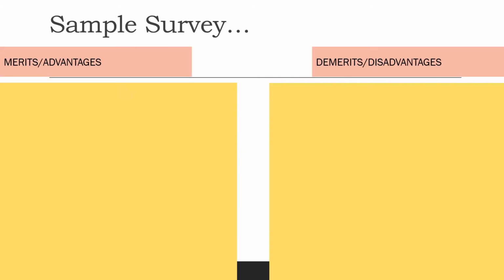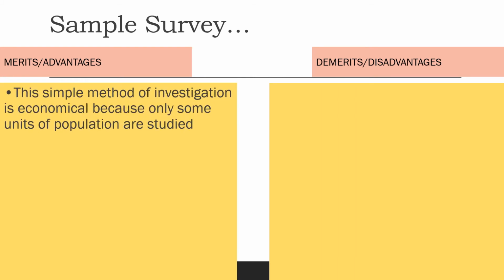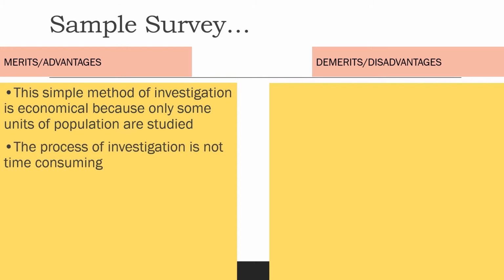Now moving on to study the advantages and the disadvantages of the sample survey. The first merit: this simple method of investigation is economical. Why? Because only some units of the population are studied. So you can save money here. The process of investigation is not time consuming. Why? Because you're studying only a small part or group of the entire population. So you can save on time.